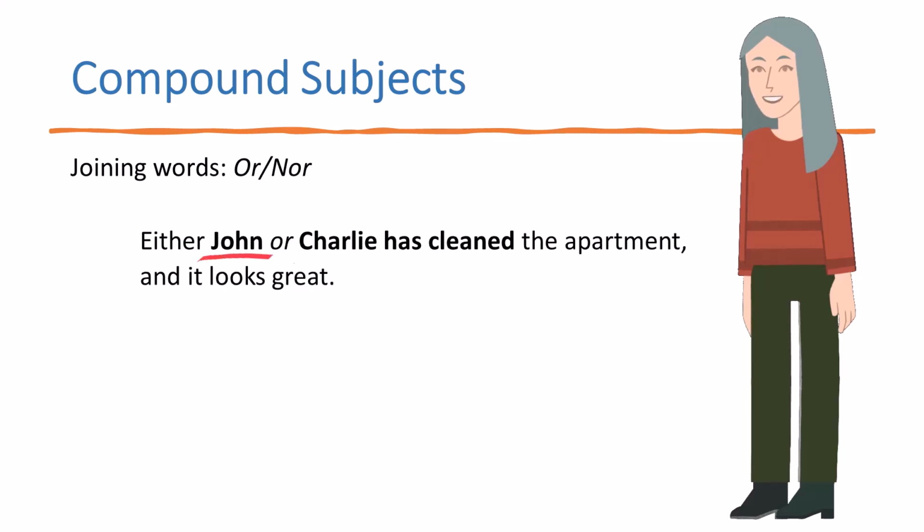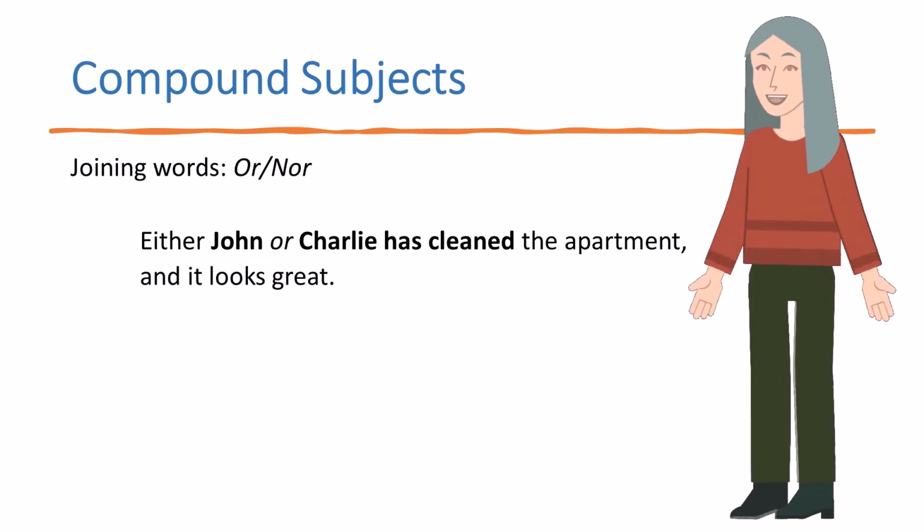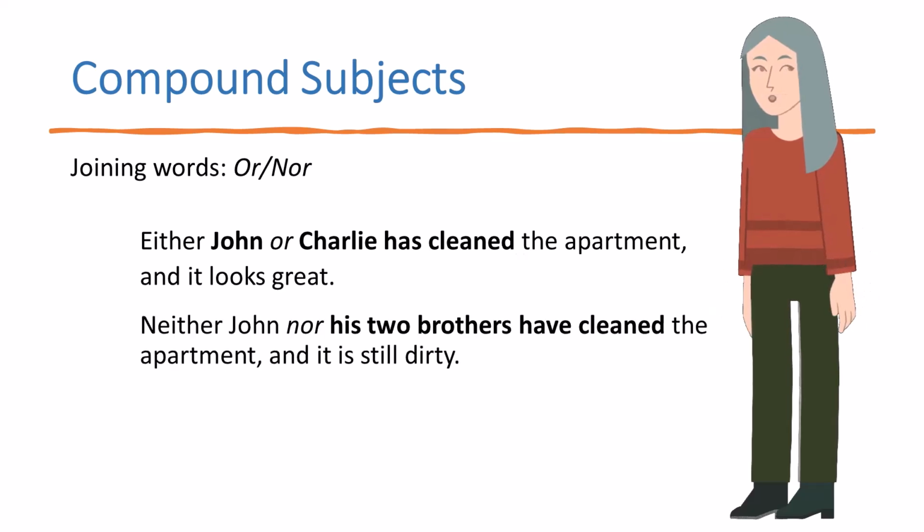Here we have John or Charlie, both singular subjects joined by or, so the singular has cleaned is the correct present perfect form to be used. But when the compound subject contains both singular and plural subjects, the verb agrees with the subject nearest the verb. Therefore, since the subjects are John and then plural brothers, the correct verb would be have cleaned.